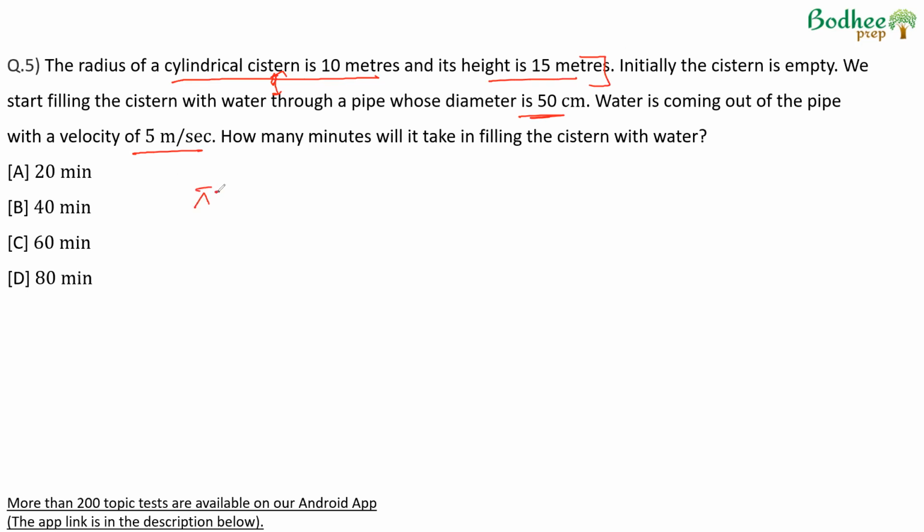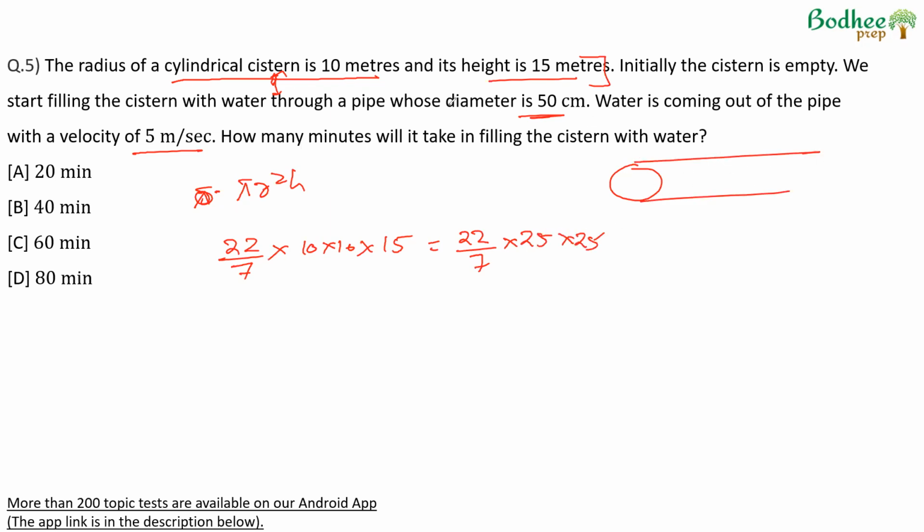Volume of the cistern will be pi r square h, which is 22 by 7. Pi will get cancelled out, but anyways. Radius is 10. 10 into 10 into height, 15. And this will be the amount of water that comes out through the pipe. That will be area of the cross section, which is pi. Diameter is 50, so r square, 25 into 25. Into the amount of water that comes in every second, 5 meters of water flows through.